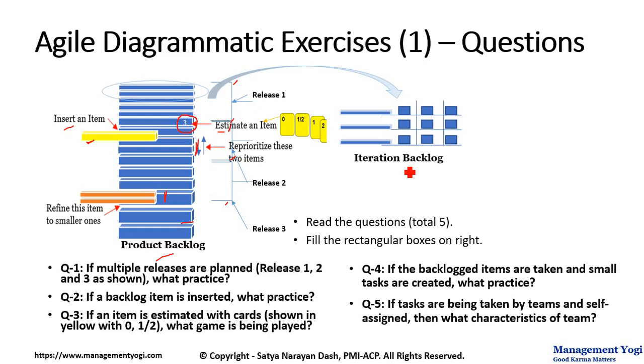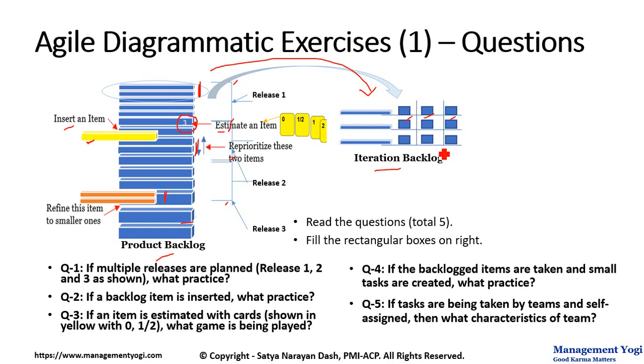Next figure is with respect to the iteration backlog, where you have taken the high priority items from the product backlog and have pulled into the iteration backlog. And these square boxes are the broken down tasks. That is, each product backlog item has been broken down to individual tasks.